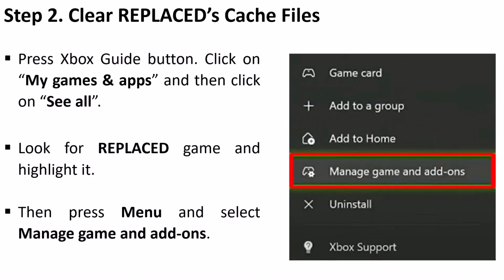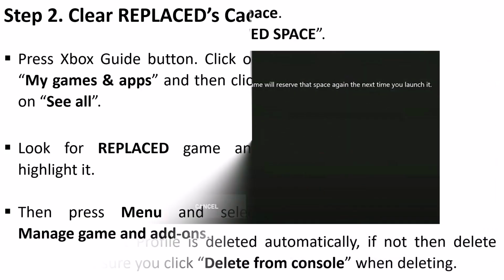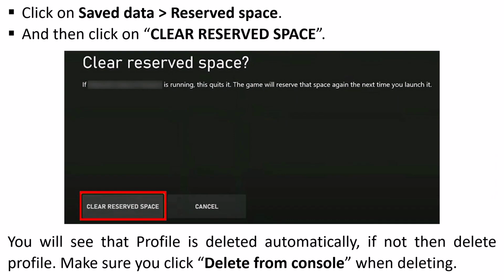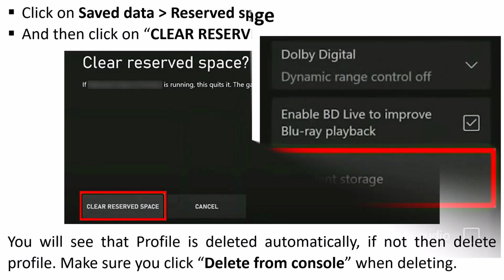Step 2 is to clear replaced cache files. So press the Xbox guide button, click on My Games and Apps and click on See All. Look for replaced game and then highlight it. Then press Menu and select Manage Game and Add-ons. Click on Save Data, Reserved Space and then click on Clear Reserved Space. You will see that the profile is deleted automatically. If not, then delete the profile and make sure you click Delete from console when deleting it.